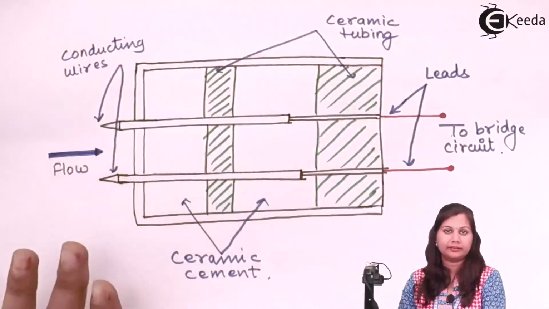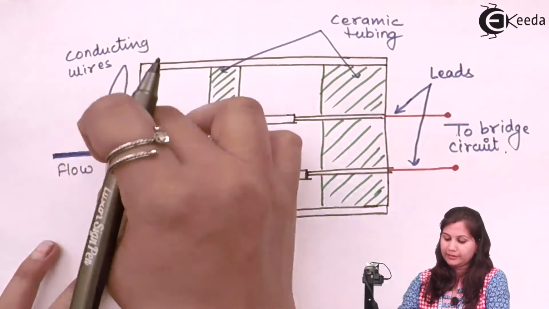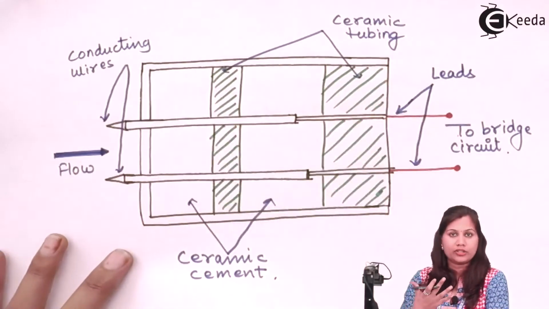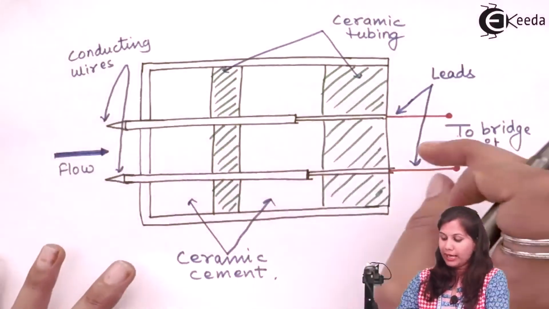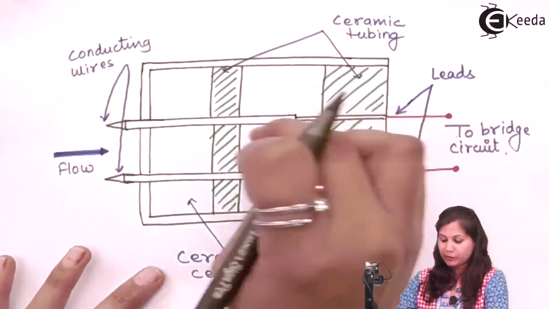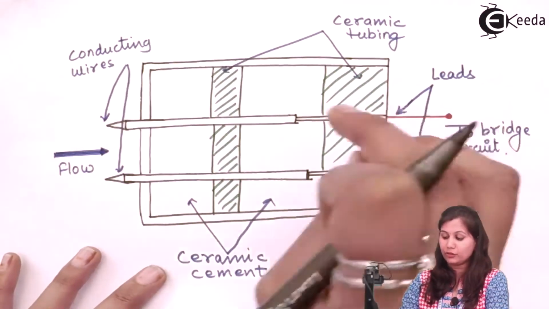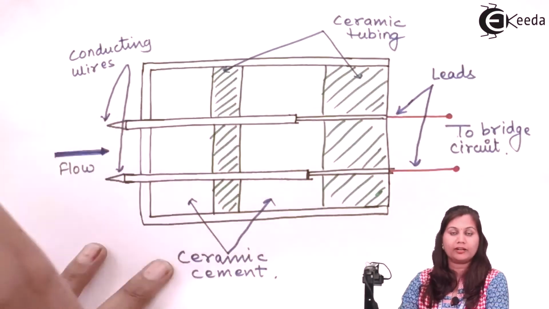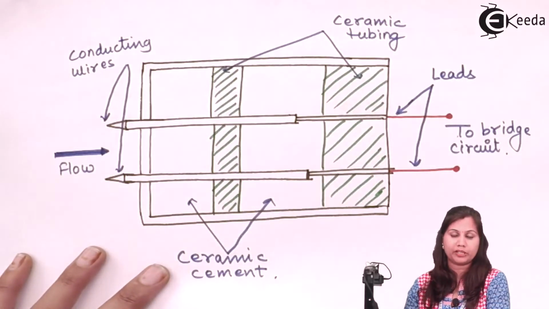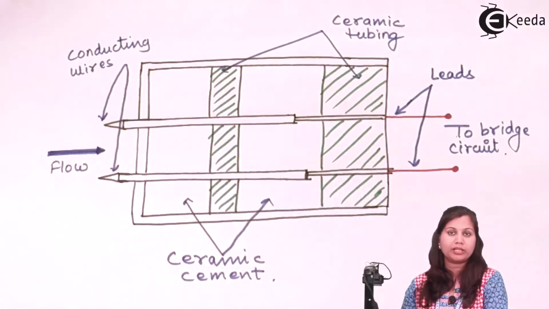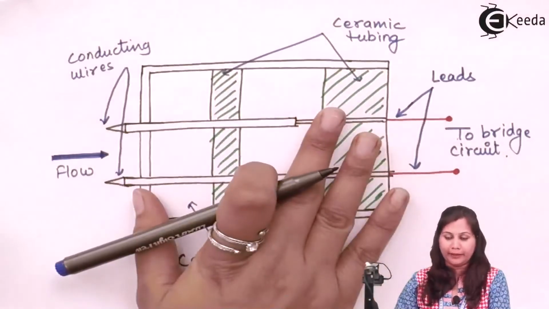Conducting wires, they will act as the heated element or the hot wire, and this hot wire is going to change its resistance with this fluid flowing here. And this change in resistance, because these conducting wires are connected with the leads, and these leads are going to connect this conducting wire to one of the arms of the Wheatstone bridge, and with the help of the Wheatstone bridge we are going to measure the change in the resistance of this hot wire.